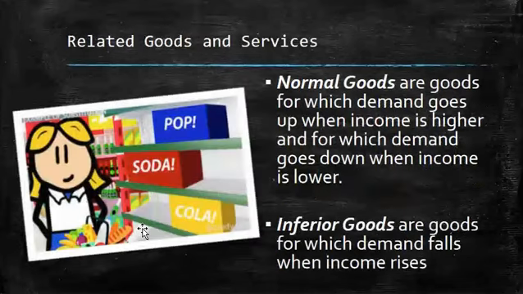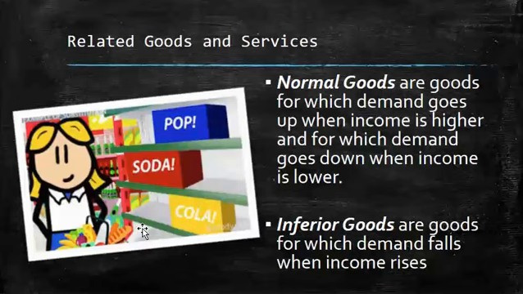So, goods and services. We have two types of goods: normal goods and inferior goods. So, what are normal goods? These are goods for which demand goes up when income is higher and for which demand goes down when income is lower. What are inferior goods? These are goods for which demand falls when income rises.